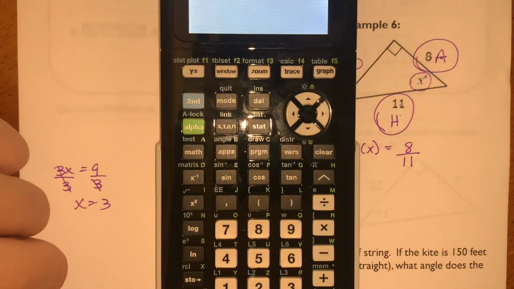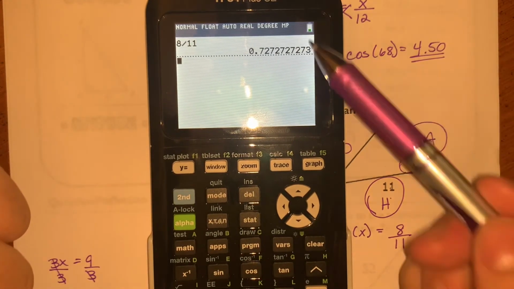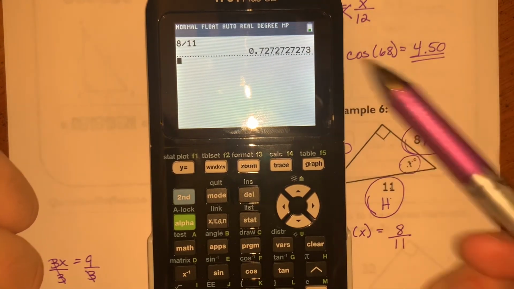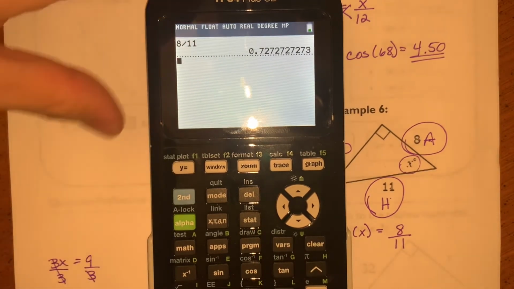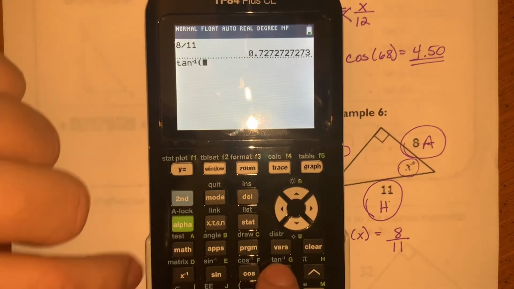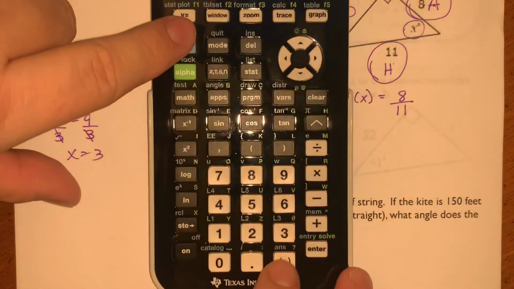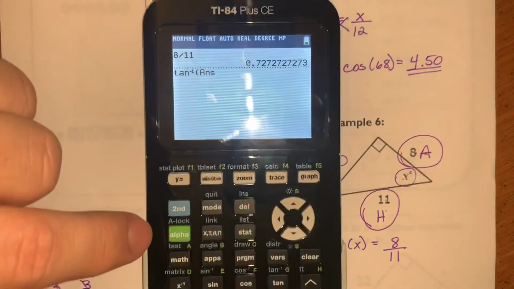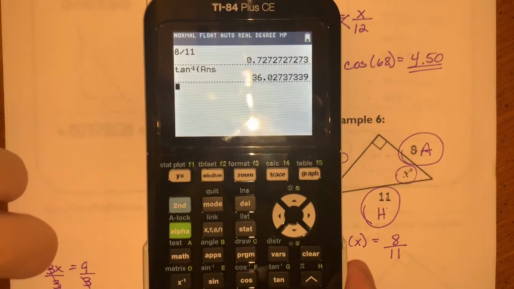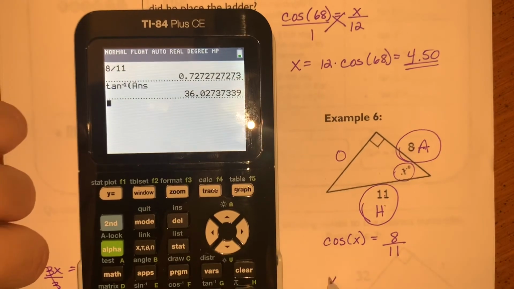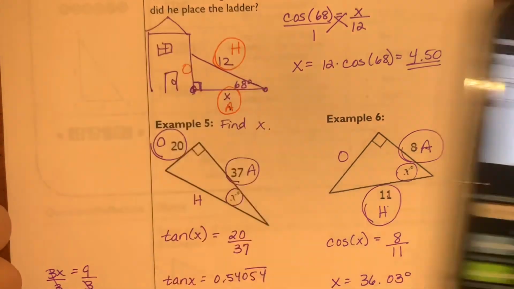I have my decimal. Sorry, there it is. If you have the TI30XA, from your decimal you're just going to press second, inverse tangent, and it'll do it automatically. If you have one of these other calculators, I'm going to do second, inverse tangent, then I have to retype my answer, so I'm going to press second, then answer. All right, so I take the inverse tangent of my previous answer, and then I have 36.03 degrees. So x is equal to 36.03 degrees.